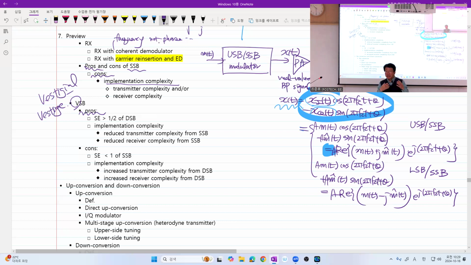So the idea was like this. We already have an envelope detector devised by these people. So what about reusing this envelope detector for the detection of the message signal from the SSB? That is the idea of the carrier reinsertion method. Got it? Anyway, receiver complexity is somehow not increased that much.